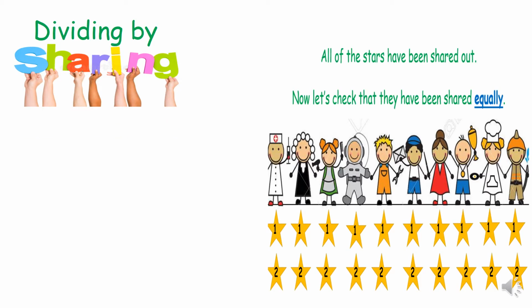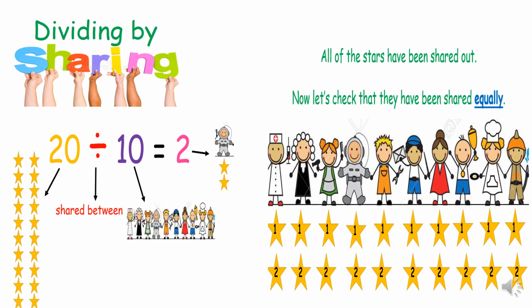You might remember this question from the other day, when we had to share out the stars equally between the 10 people. We made sure they all got one before giving out the next row, until they were all gone. We gave out those stars one by one, and that's what we do when we share in math. That helped us write our division number sentence. We started off with 20 stars, and then we shared those stars between the 10 people, and each person received 2 stars. That's why our answer says 2.